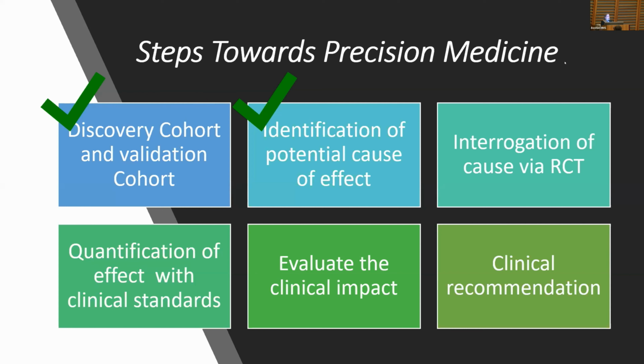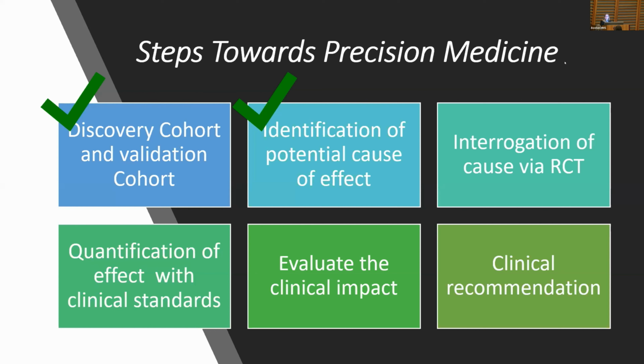So as this happened, I came up with Lasky-Su's steps towards precision medicine, which you see up here. And we did the first two steps. We looked in a discovery and validation cohort. We identified a potential cause of the effect. But if we are going to validate that, we really need to look in a more rigorous study design, and that would require a randomized controlled trial.